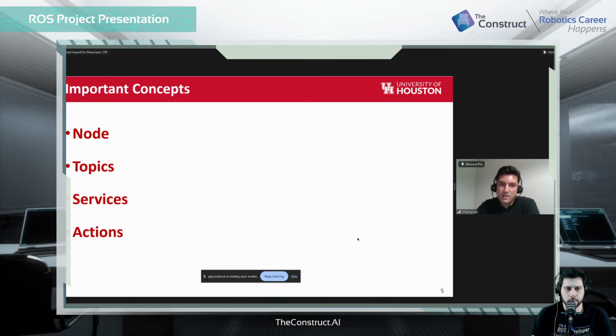Actions are also like services, but they can be preempted, and they have a feedback mechanism in them. So for complex tasks, actions are preferred.